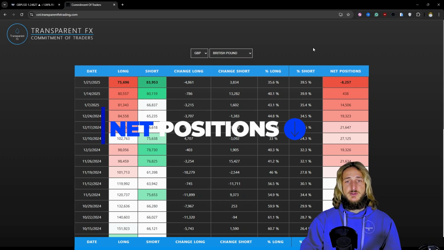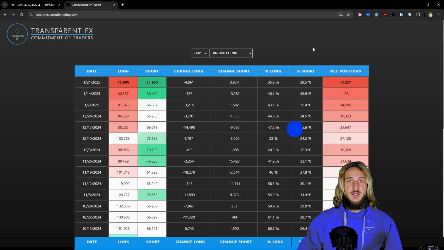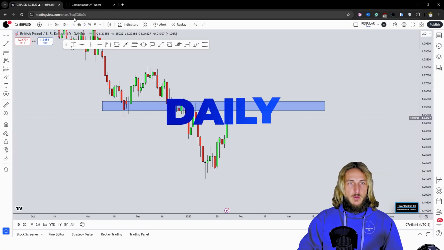This means that institutions are moving back to the bearish side for GBP USD. So let's keep this in mind and move back to the chart.